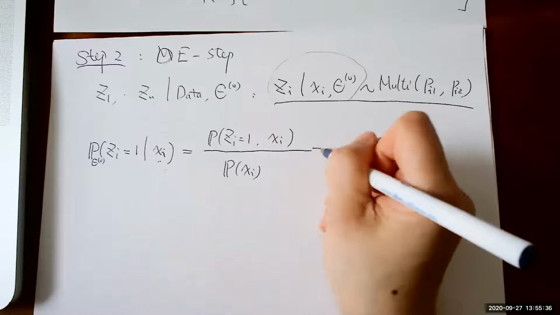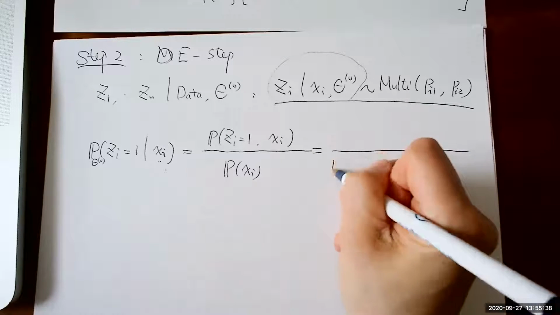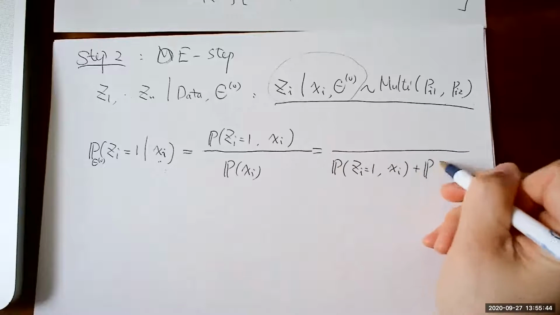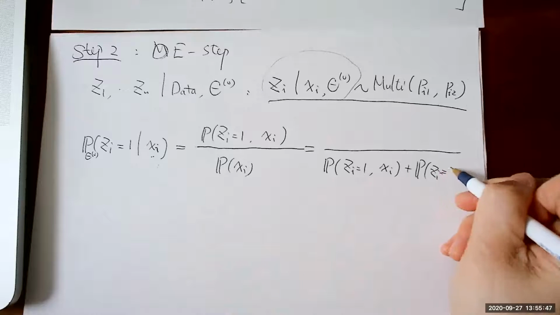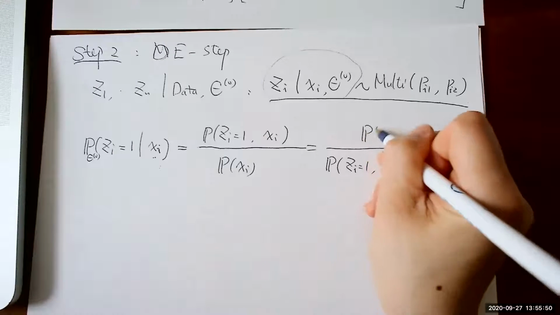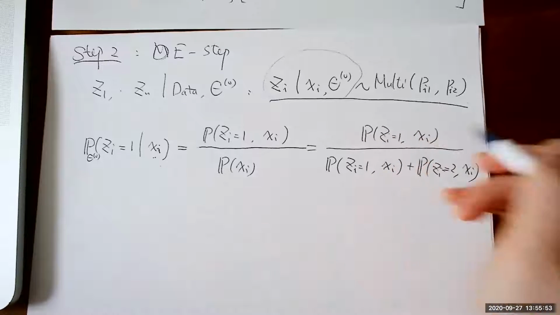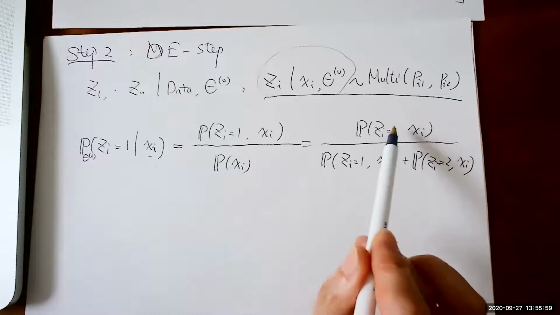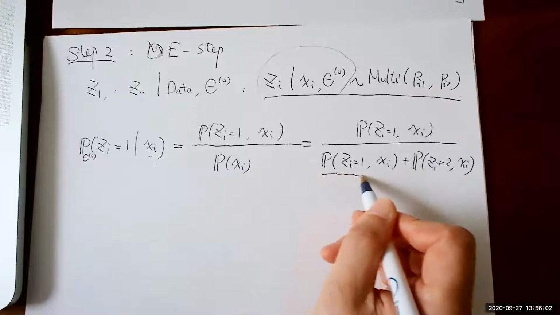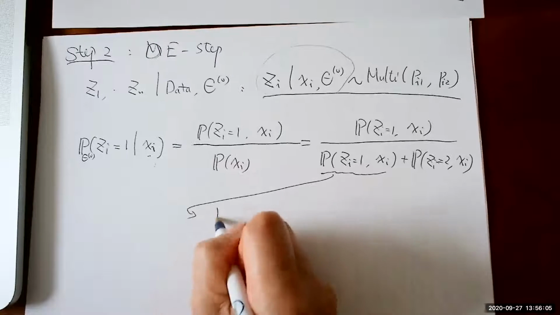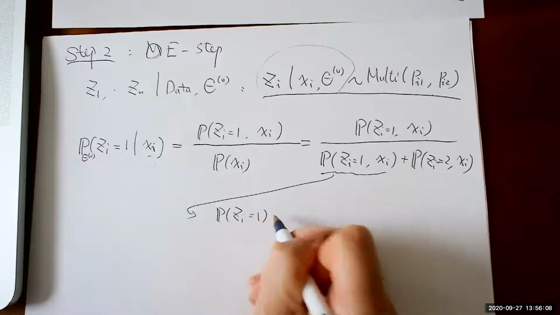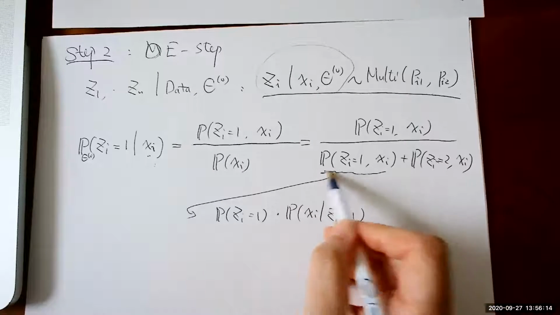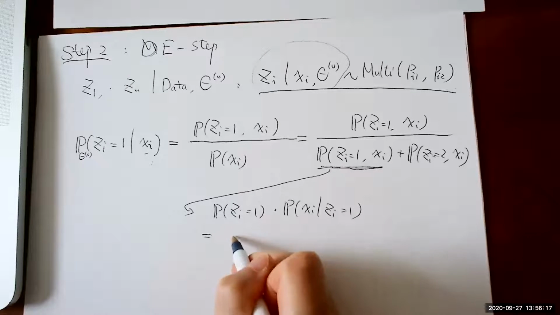And now how do we compute the marginal? The marginal basically is equal to the joint of zi equal to 1 and xi plus the joint of zi equal to 2 and xi, and the numerator is the joint of zi equal to 1 and xi, right? So now how do you compute each of these joints? Well, take this one, for example. This is basically the probability of you observe zi equal to 1 times the density of xi given zi equal to 1. So this term, you're going to find out is just equal to P1.